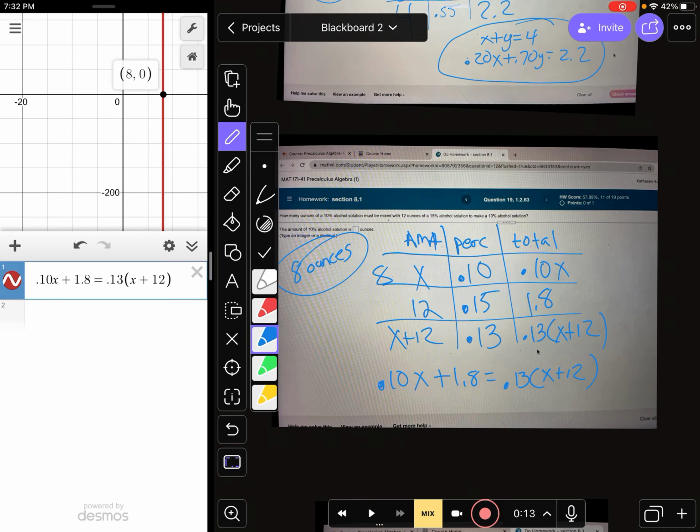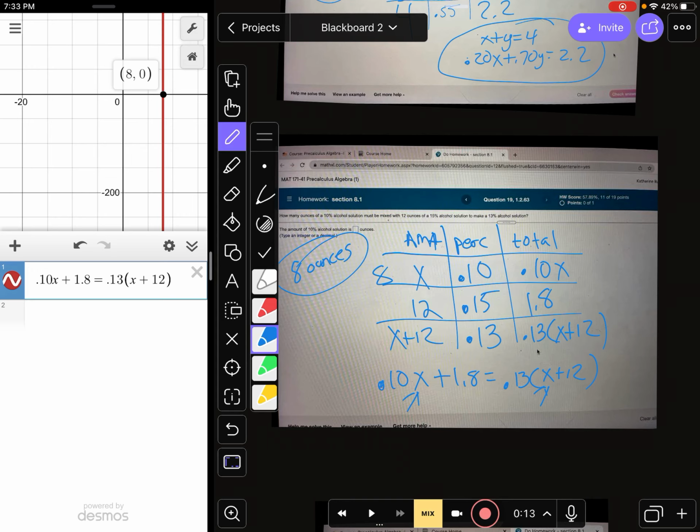And again, you might want to check. Put the 8 in here and put the 8 in here, and it should come up to the right thing, 2.6, 20, 20. Yep, it does. So you're good. I mean, why wouldn't it, right? We just solved it algebraically. But you just want to be careful. But that's your answer, 8 ounces.